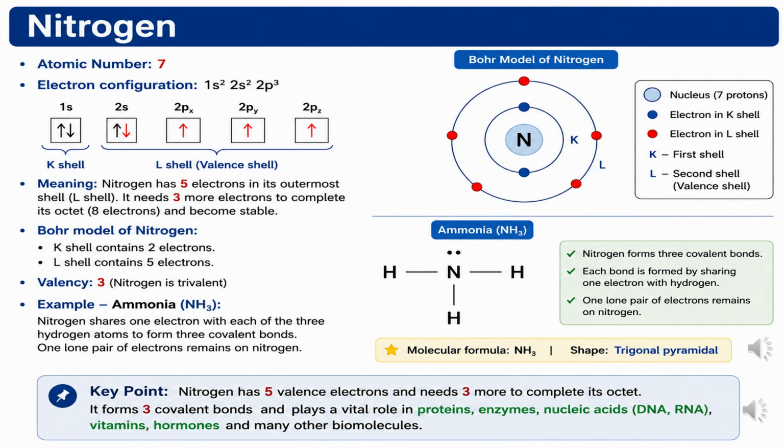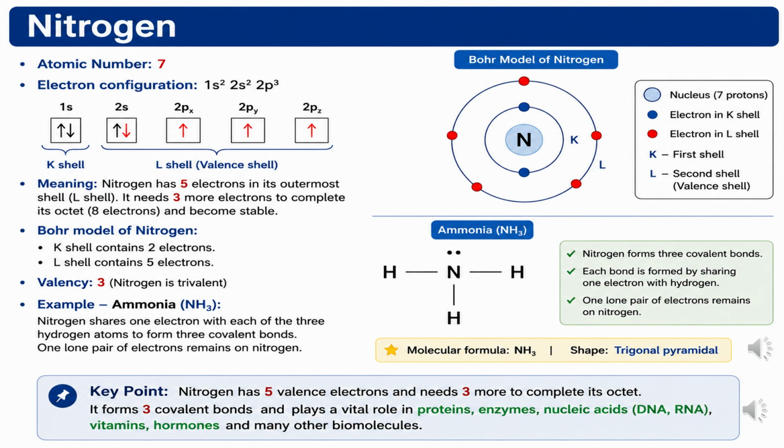Since the valence shell can accommodate 8 electrons, nitrogen requires 3 more electrons to complete its octet and achieve a stable electronic configuration. Instead of gaining 3 electrons, nitrogen usually shares 3 electrons with other atoms, forming 3 covalent bonds. This property is known as trivalency.